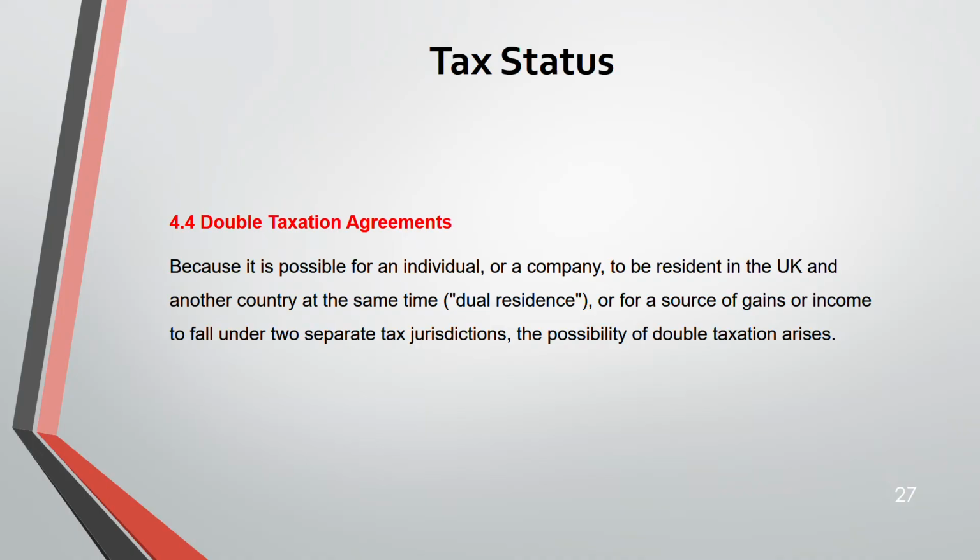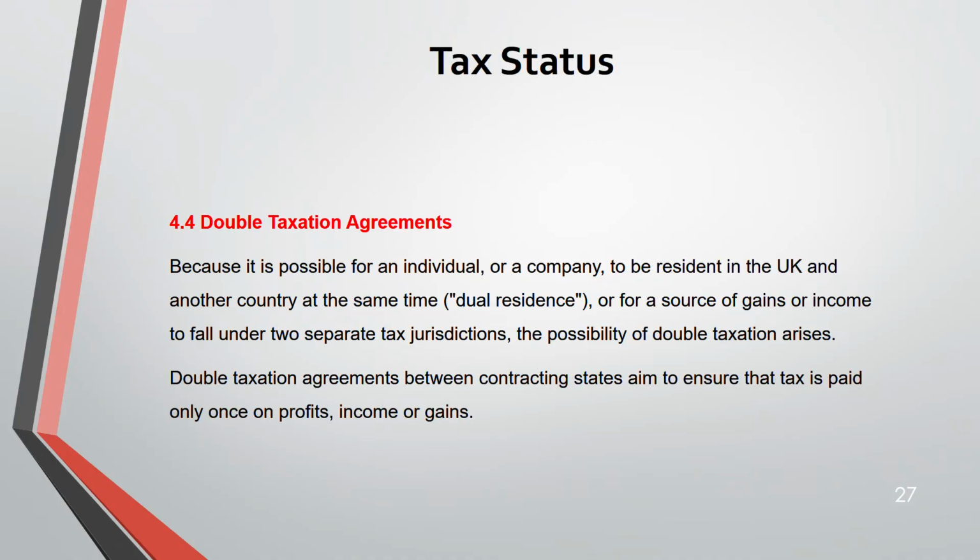So that means you are charged on the same income or same gain twice. Double taxation. That's why there are some agreements in place to avoid this. A double taxation agreement aims to ensure that tax is paid only once on that source of income, profit, or gain. On the same income, you will not be taxed twice in two different countries. A double taxation agreement aims to prevent that from happening.